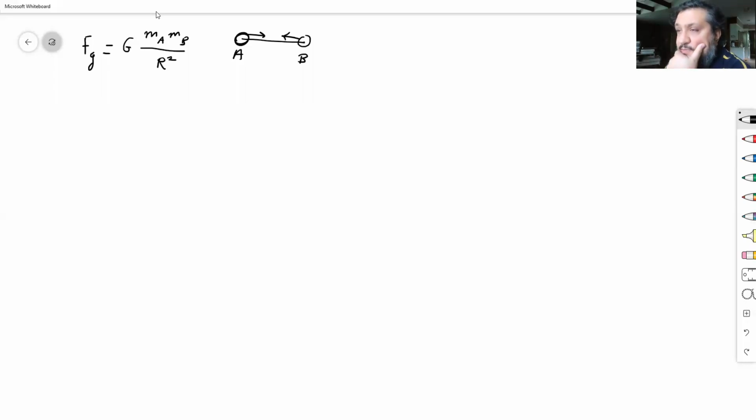Now, in the previous video, we found out that the acceleration due to gravity would be now in terms of the mass of the planet divided by the radius of the planet squared. So this is the first time where we see a relation between the universal constant and the acceleration due to gravity, the little g. On Earth, it's 9.8 meters per second squared.